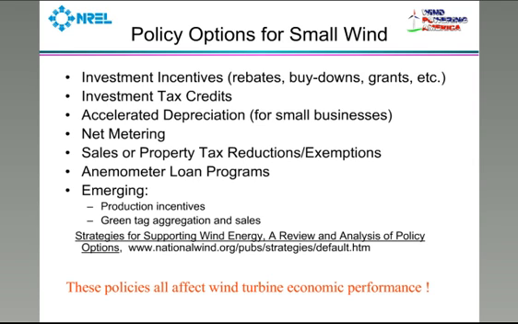Some emerging policy options are production incentives or feed-in tariffs. These are very popular in Europe, haven't gained much traction in the U.S., although I guess they're being looked at some more. What that is basically, the owner of the wind turbine or PV system, for that matter, gets a premium rate for all the energy produced by that system. And usually it's technology specific. And you'll get that rate for a certain number of years.